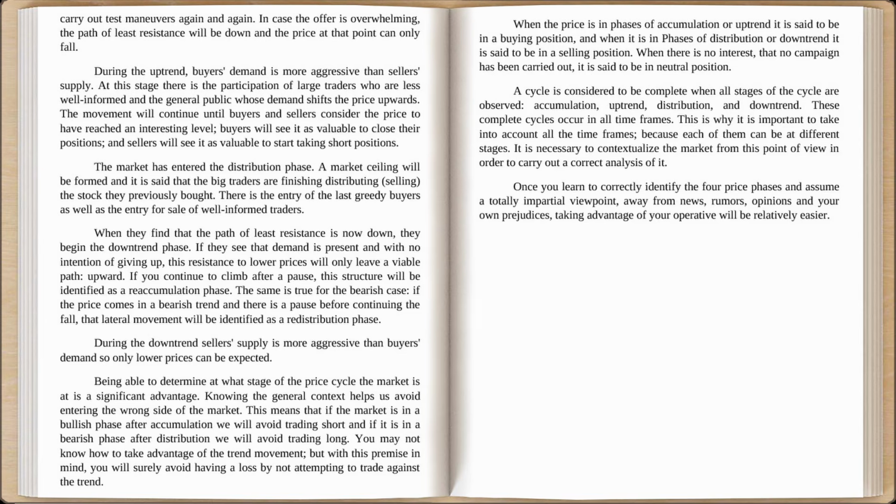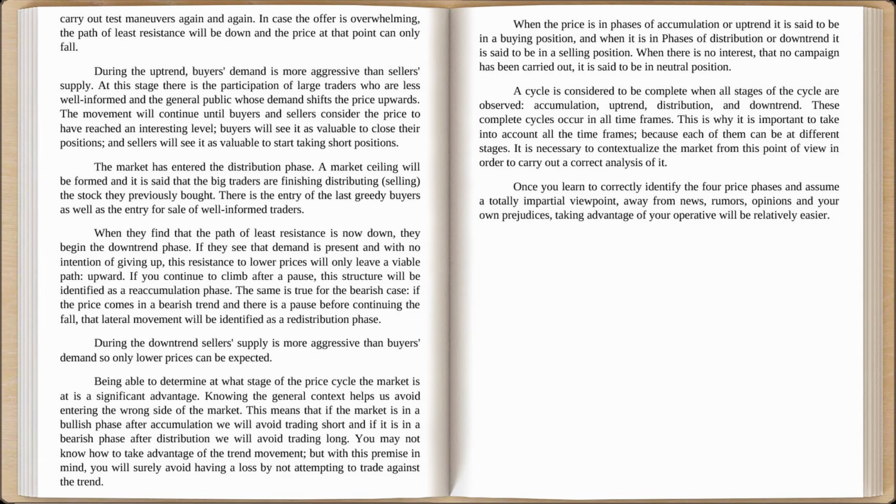When the price is in phases of accumulation or uptrend, it is said to be in a buying position, and when it is in phases of distribution or downtrend, it is said to be in a selling position. When there is no interest, and no campaign has been carried out, it is said to be in a neutral position.